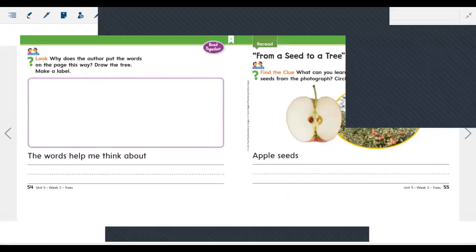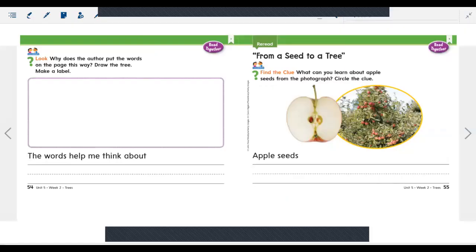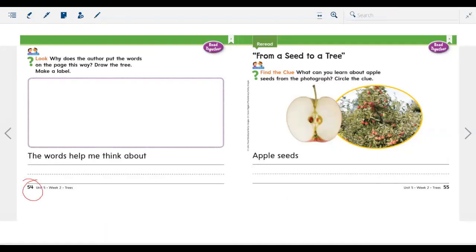Now turn to page 54 in your close reading companion. And at the top it says, why does the author put the words on the page this way? And you're going to draw the tree and make a label. You're going to tell parts of the tree with a label. Okay, so let's go back and look at the story and look at the page that they are talking about.